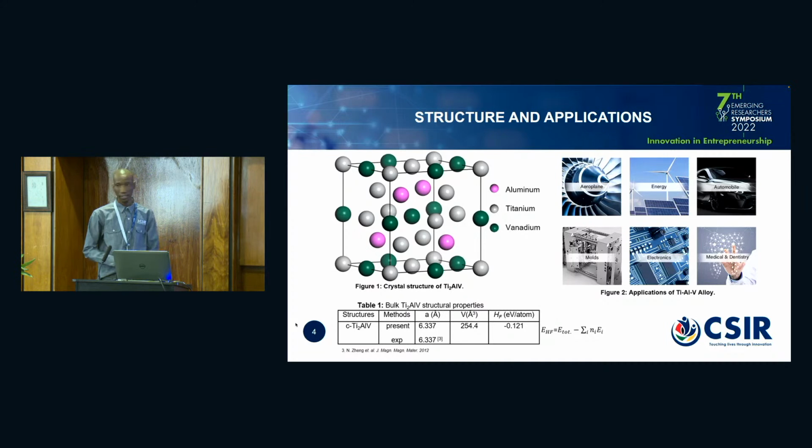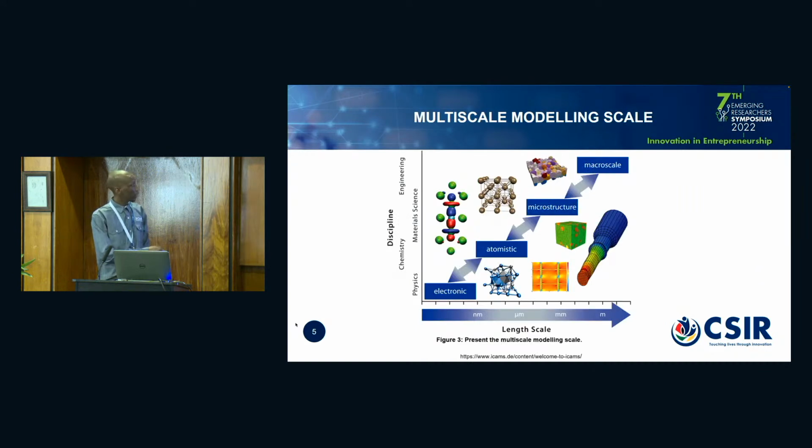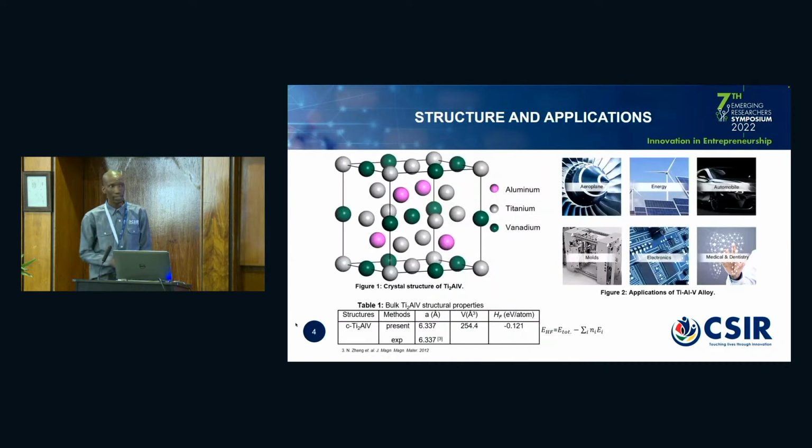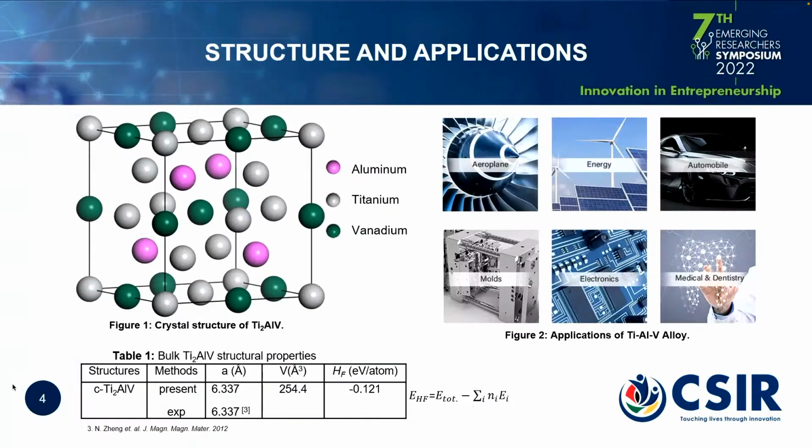Therefore, we also analyzed the lattice parameters, and they were well comparable with what has already been published in 2012. Then different colored spheres represent each and every element in the crystal. Over here, figure 2, I just wanted to show the application where the titanium aluminum vanadium might be applicable, from the aerospace down to the medical and industries.